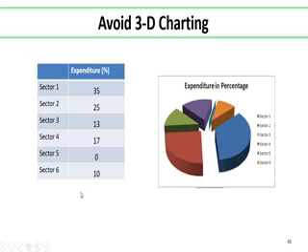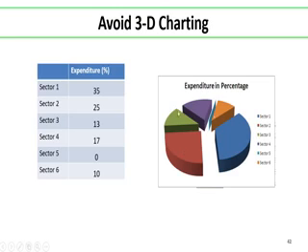Now you see 3D charting is often practiced, especially in PowerPoint presentations, because it looks nicer than an ordinary pie diagram. But here you see one problem. This is the expenditure in percentage across different sectors. Total percentage is 100, and we have drawn a graph out of it. Now for sector 5, there is no expenditure, so sector 5 is actually 0. But here you see there is an area specified for sector 5 also in the graph.